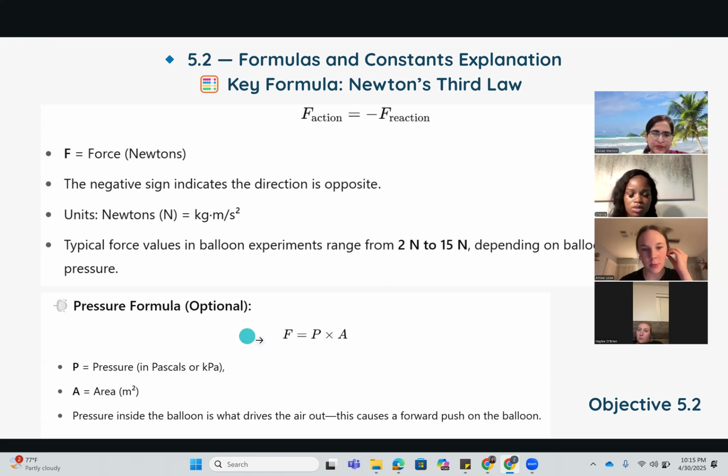The pressure formula is force equals P times A, where P equals pressure and A equals area. Pressure inside the balloon is what drives out the air and causes the forward push on the balloon.